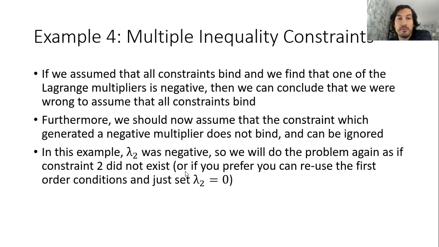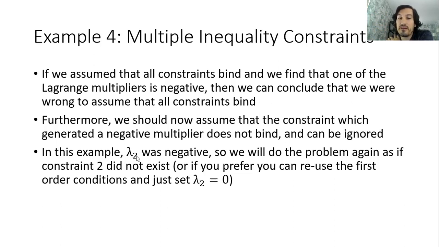So in this example, it was wrong to assume that all constraints bind. That's what we were essentially doing when we started solving this system of equations, as if all four of those first order conditions were holding equal to 0. We were assuming that all the constraints bind, and it turns out they didn't. That just means we need to change what we assumed.